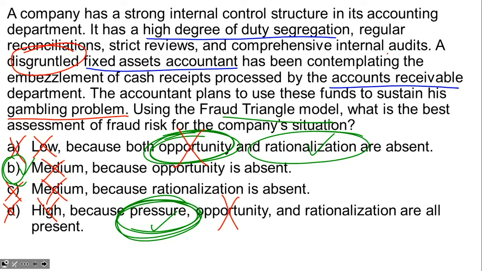There's a disgruntled employee that has a gambling problem and needs the money, but because they don't have the opportunity, we don't have high risk of fraud. And so this is looking at this ethics question, looking at the fraud triangle model, and being able to recognize those situations, those characteristics, and determine whether or not they exist in the situation we're given.